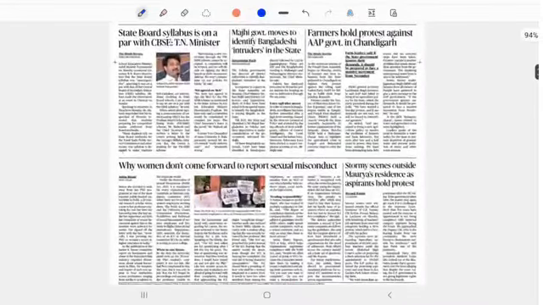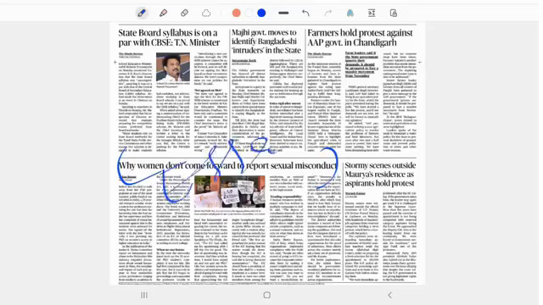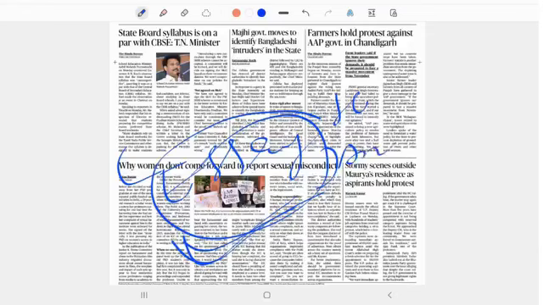See, this is important from the perspective of essay. You can use these news in essay. So this is important. Not only in essay, if you read sociology or anthropology as optional, these news will help in optionals.